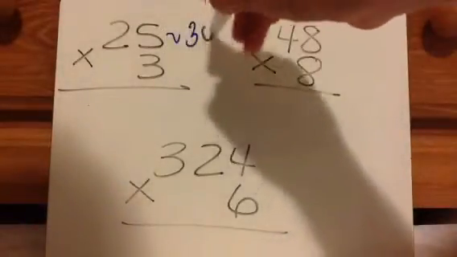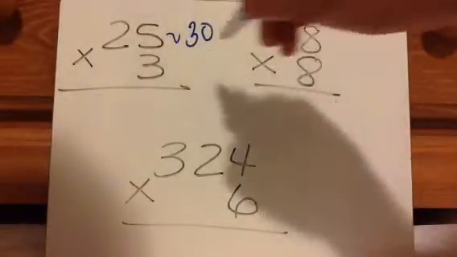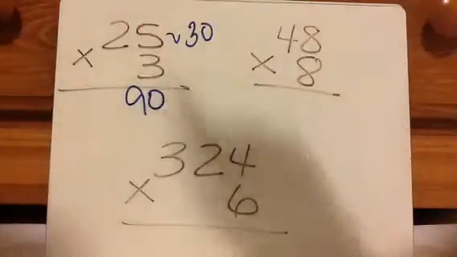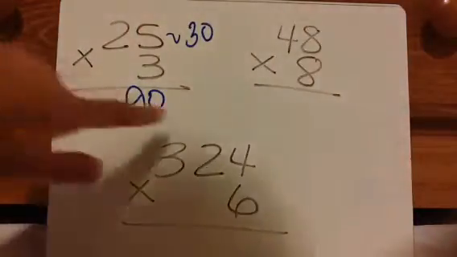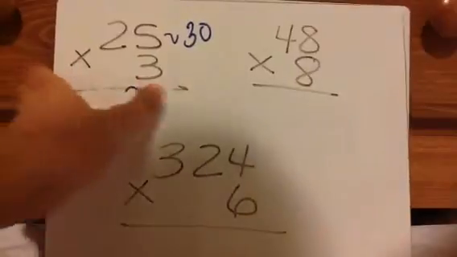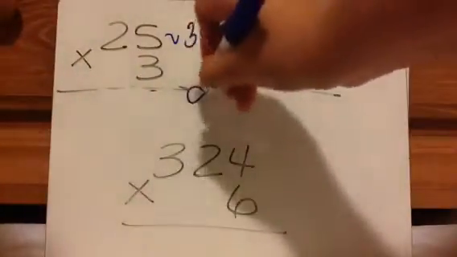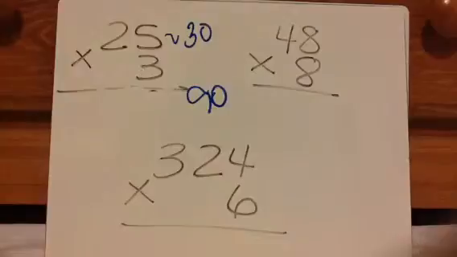So like I have 25, that's close to 30. So when I do 30 times 3, that's 90. So my answer should be around 90 when I solve it. Doesn't have to be exact or very, very close, but it should be around the 90 range.